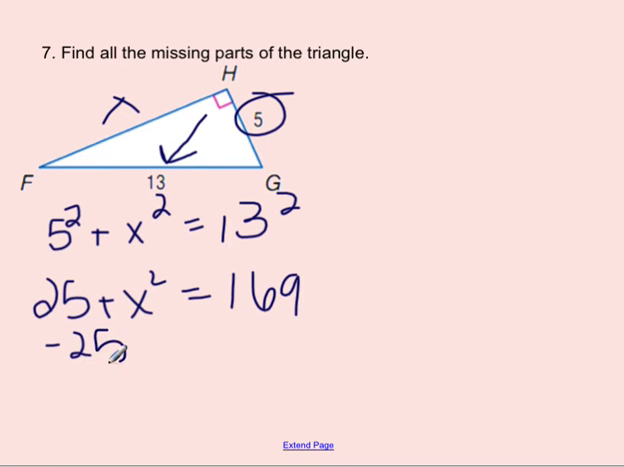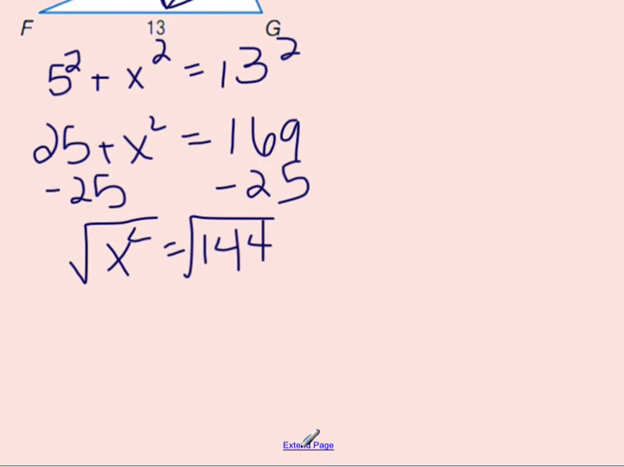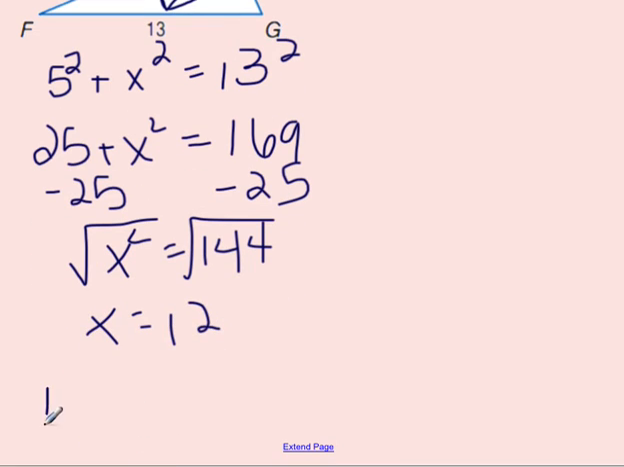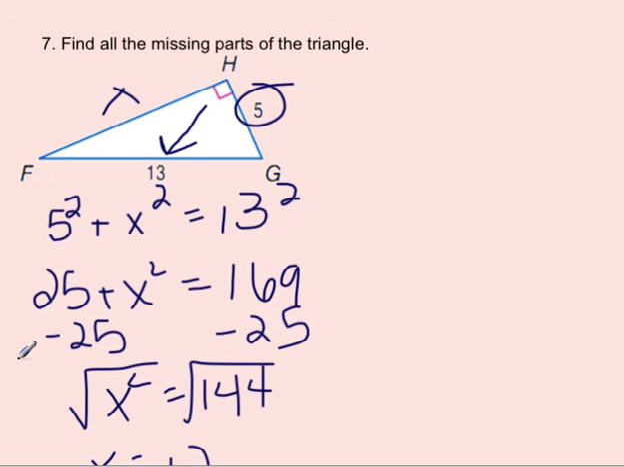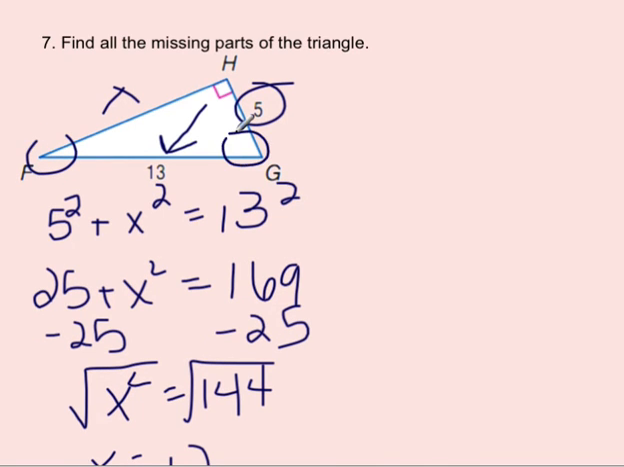So I'm going to subtract 25 from both sides. And I end up getting that x squared is 144. Take the square root of both sides, and I get that x is equal to 12. So we didn't know the length of FH. Well, the length of FH is just going to be 12. So there's one of the things I need to know. The next thing I need to know is these angle measures.